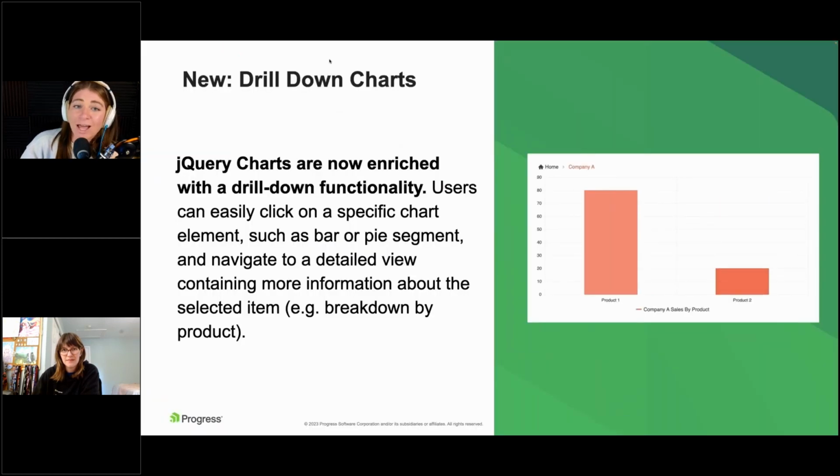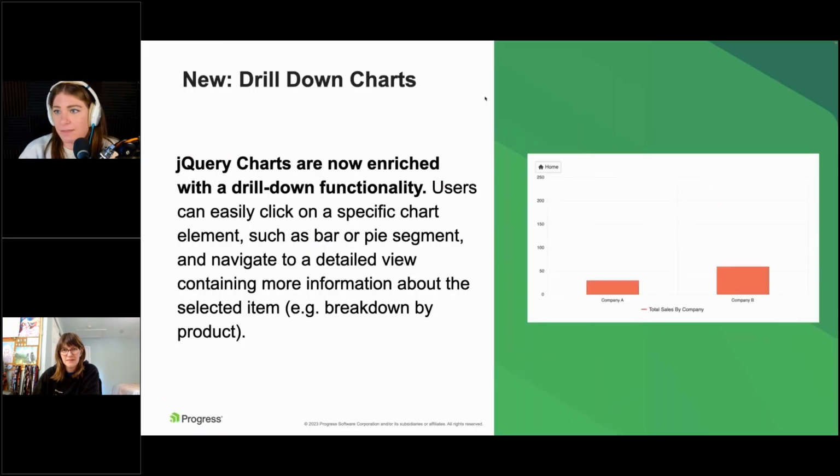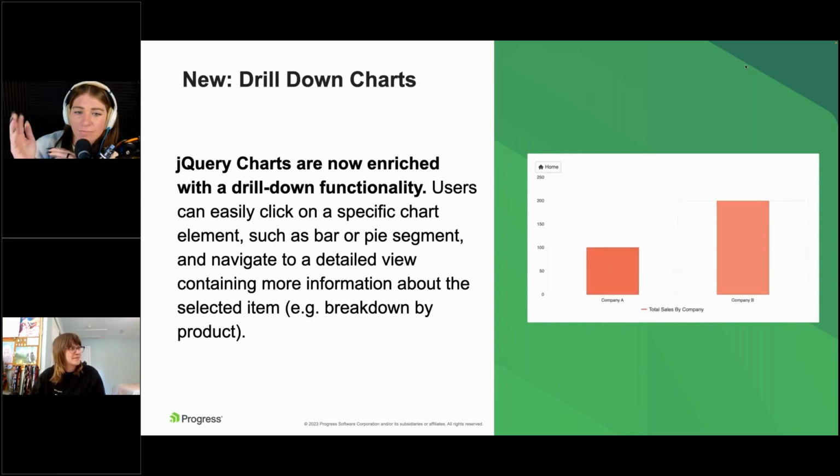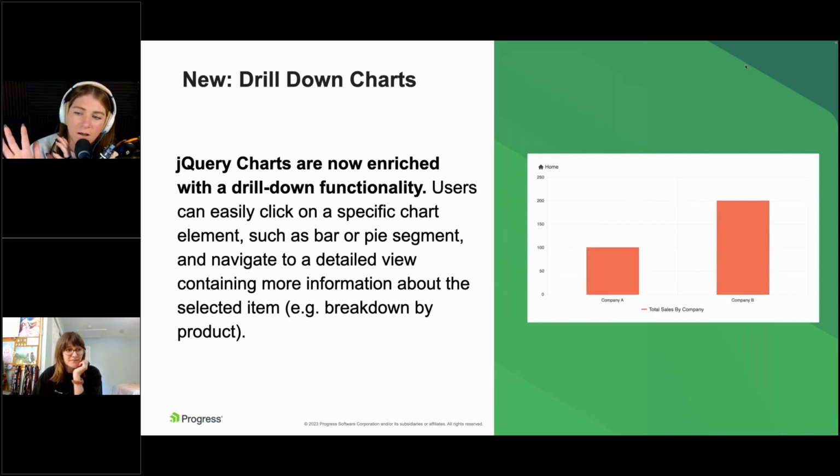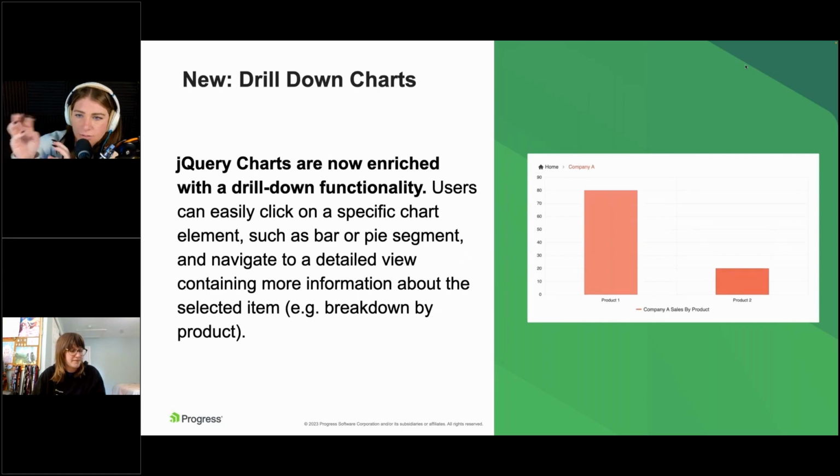There is a new drill down chart, and let me collapse this real quick so we can, yes. jQuery charts are now enriched with the beautiful drill down functionality. You can easily click on a specific chart, like the bar, the pie, etc., and navigate to a detailed view containing more information. It's kind of hard to tell what's going on in this GIF, but you're clicking on the bar and then it nestles, you can see in the breadcrumbs.